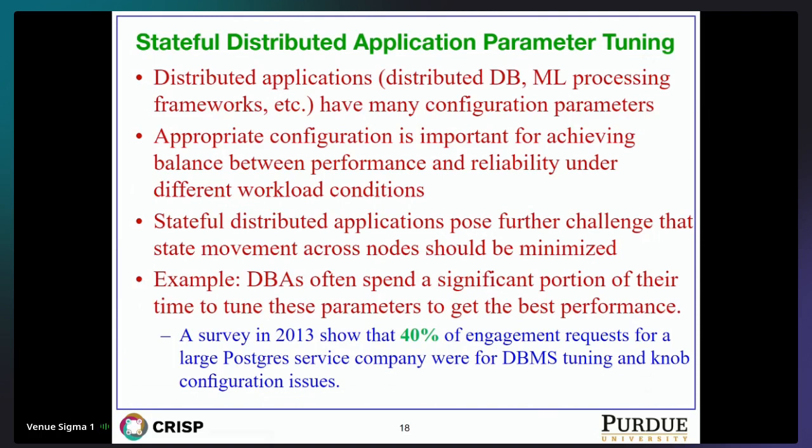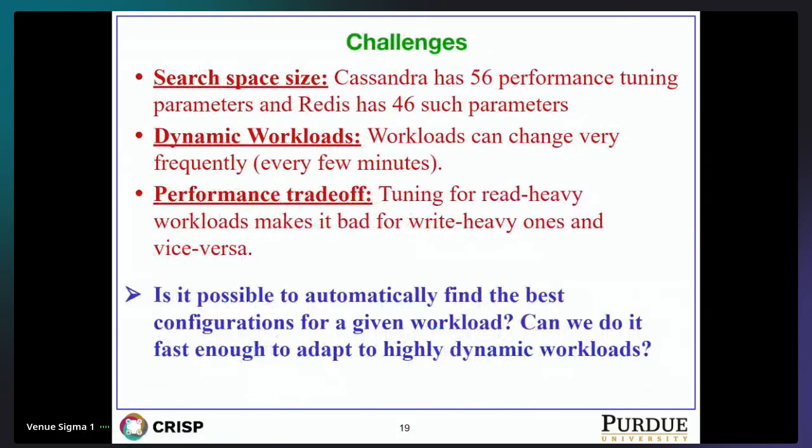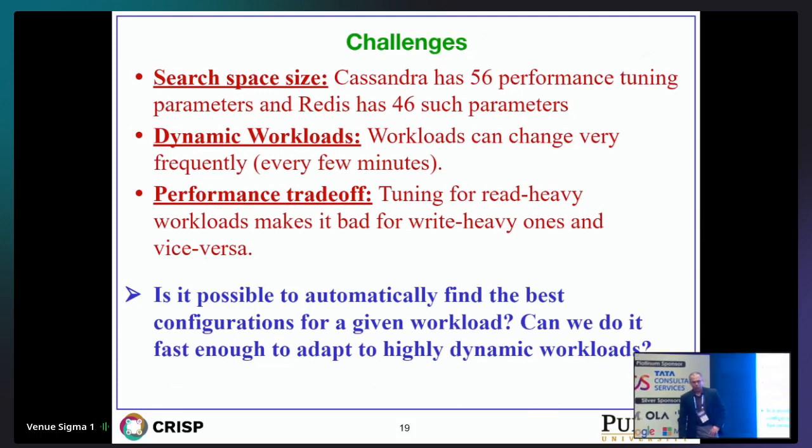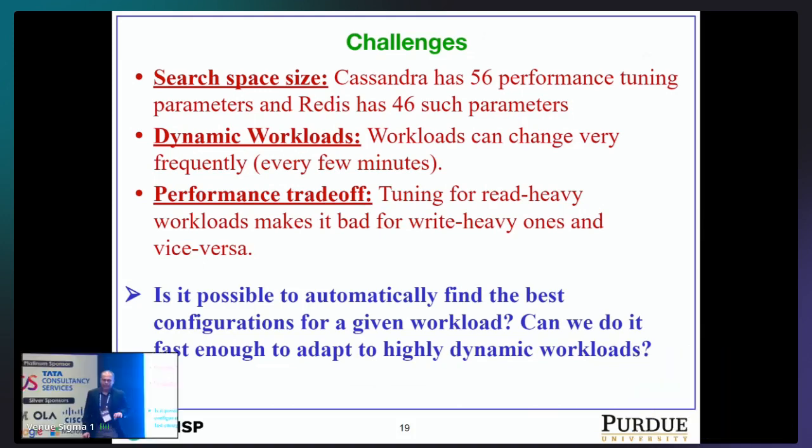So as you are migrating these applications from one node to another, you've always got to keep in mind the amount of state that they have, and you've got to take into account the migration costs of the state. And as a result, it has been found that a fairly large chunk of the time of database administrators or cloud administrators is spent in configuring these kinds of stateful distributed applications. So the challenges are, even if you take a leading NoSQL database called Cassandra, it has of the order of 50 performance tuning parameters, and a much simpler one called Redis has 46 such parameters.